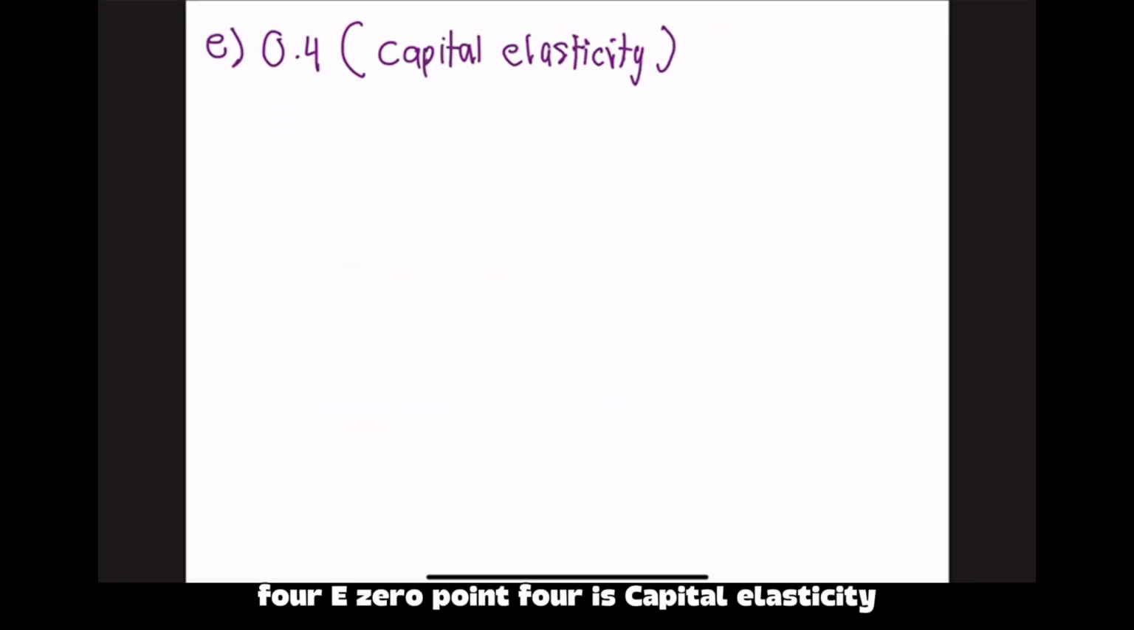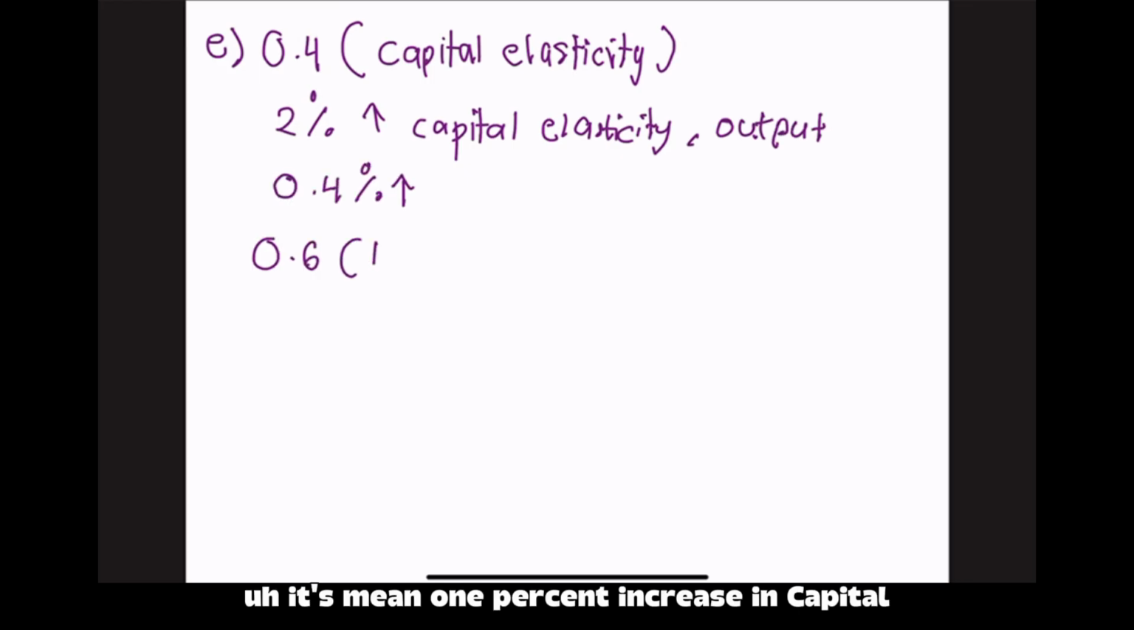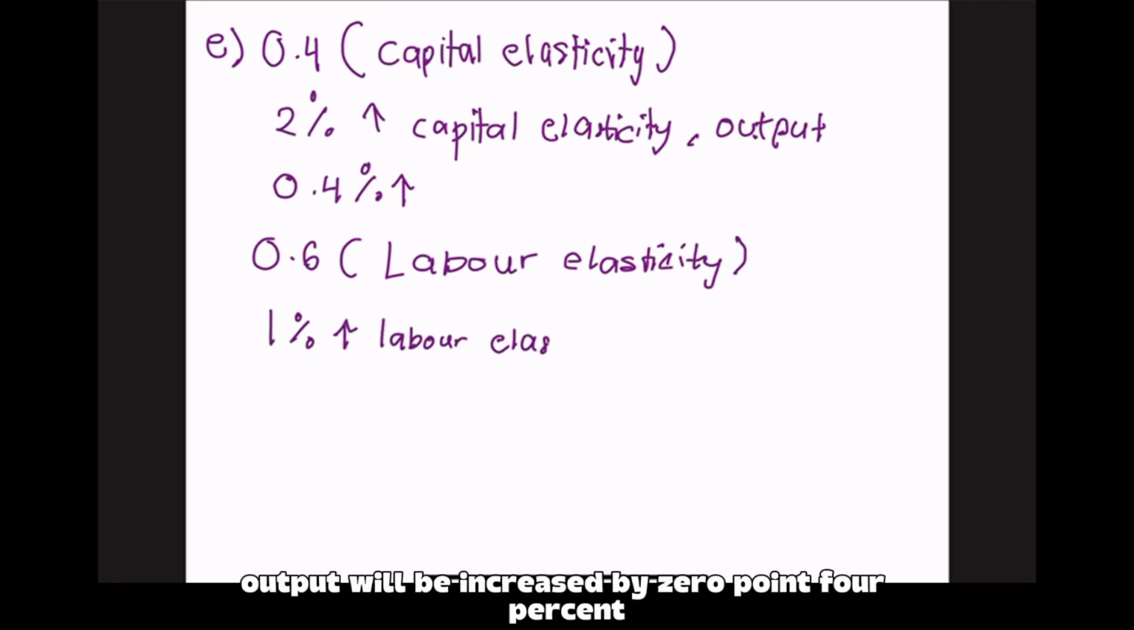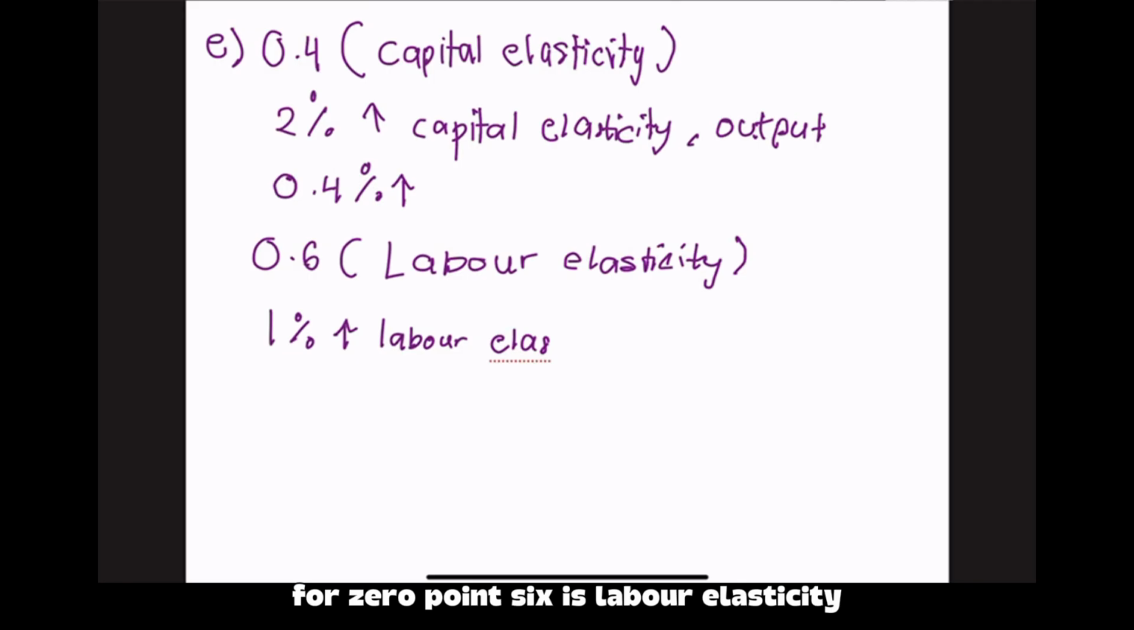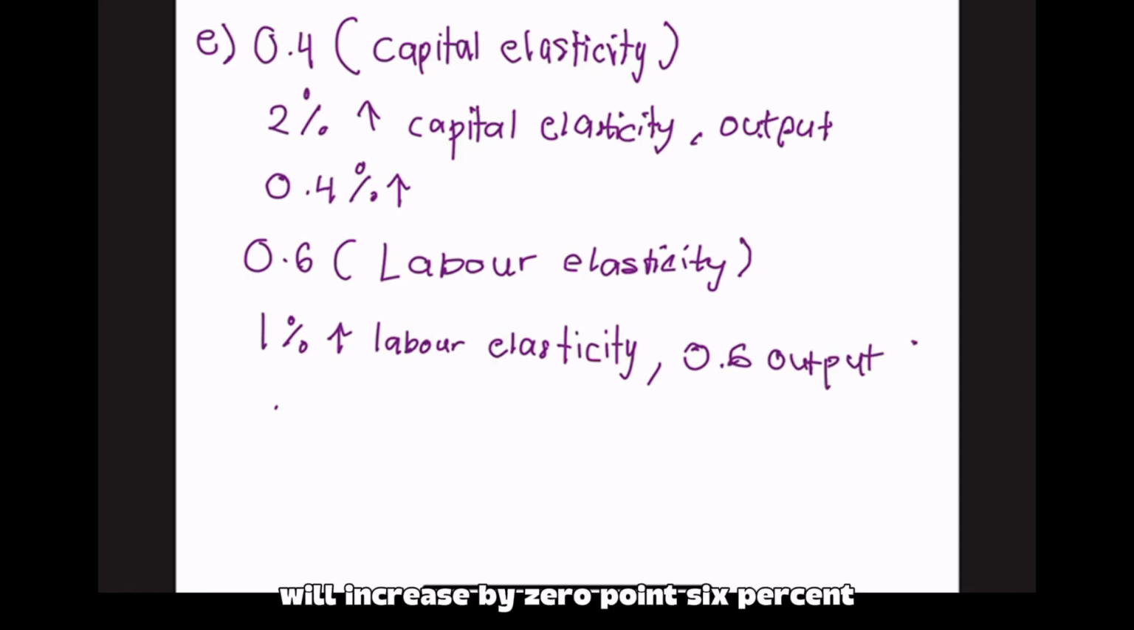For E, 0.4 is capital elasticity. What does it mean? It means a 1% increase in capital, output will increase by 0.4%. For 0.6, it is labor elasticity. It means a 1% increase in labor, output will increase by 0.6%.